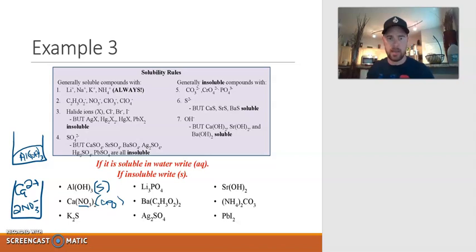We'll do one more and then I'm going to let you actually try some on your own. This one right here, potassium sulfide or K2S. Would that be soluble or insoluble? One thing I notice right away is that it contains an alkali metal, right? And so when I see that, automatically I know this is going to be aqueous.